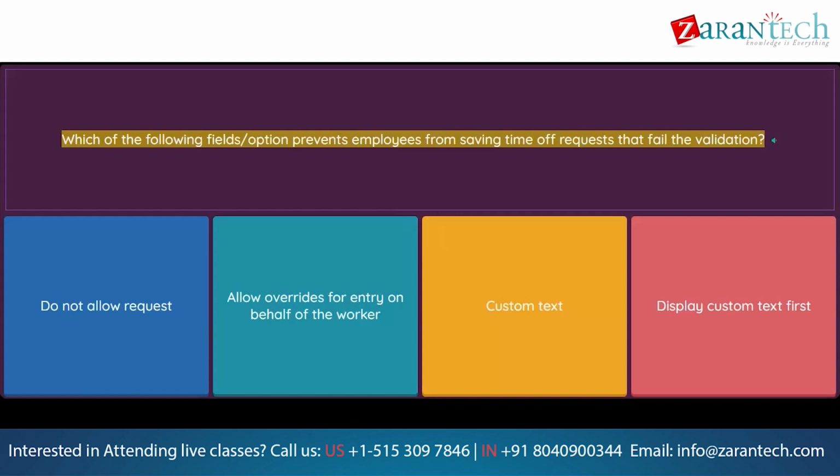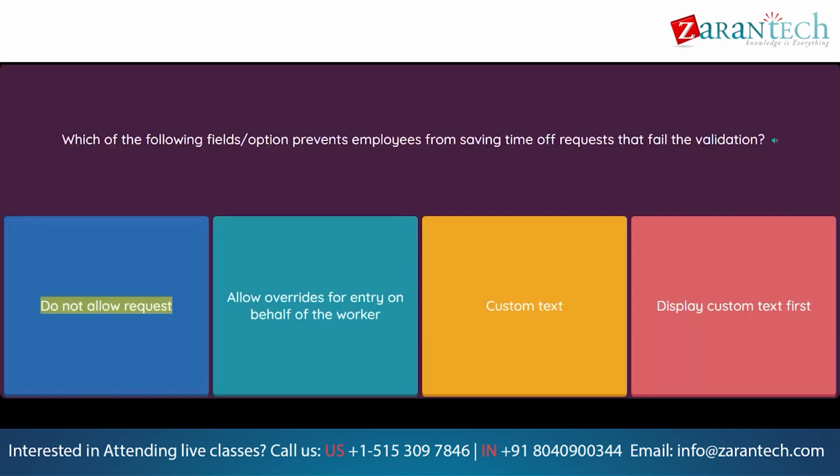Question: which of the following field/option prevents employees from saving time off requests that fail the validation? Option 1 do not allow request. Option 2 allow overrides for entry on behalf of the worker. Option 3 custom text. Option 4 display custom text first.